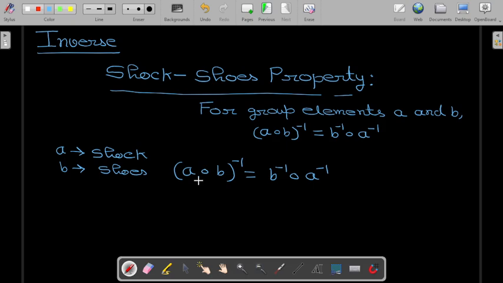And yes, this can be proved. This is not just a coincidence or a physical interpretation. This can be proved mathematically. Okay, so let's prove it.